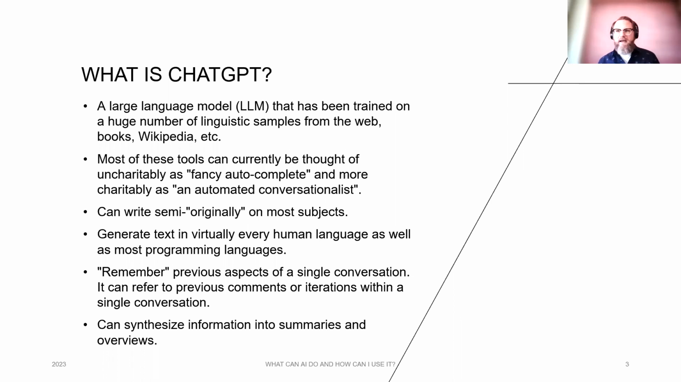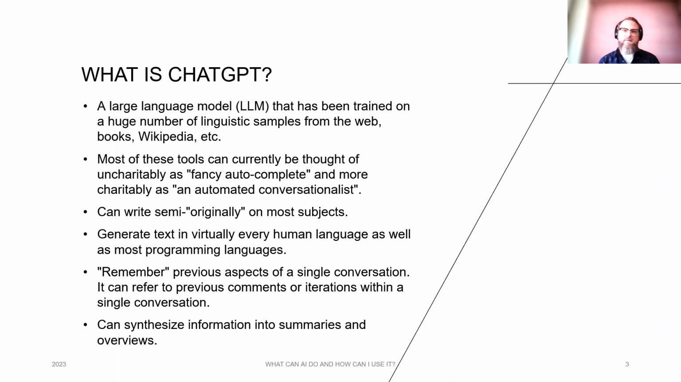I mean, it's cheating, yeah, but it can be used for a lot more than just that. And it's not really designed to do that. It's designed for other things, and we'll go into that more later in the presentation. It can also generate text in virtually every human language, as well as most programming languages. So it can program things. It's pretty good at writing little programs and things like that that are basic.